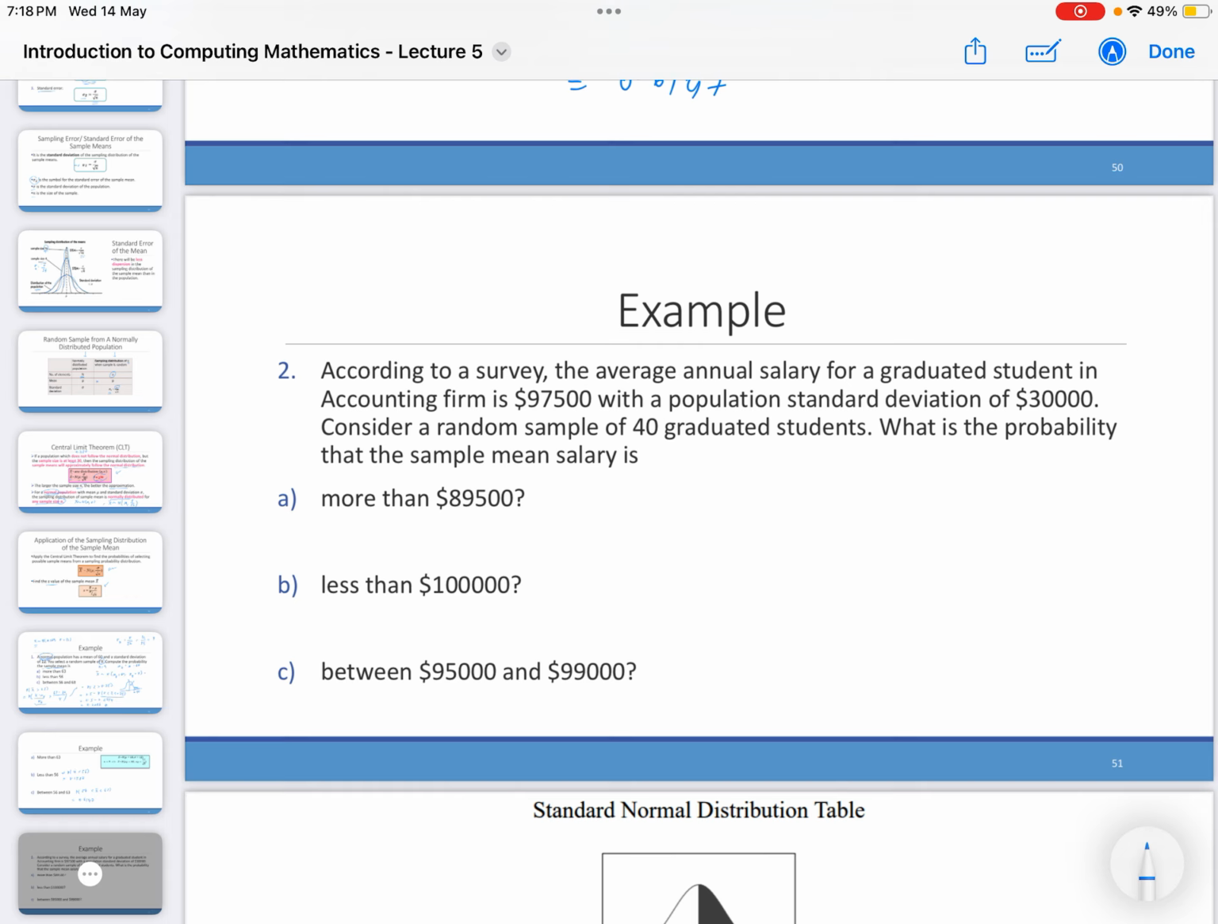Okay, let's look at this one. I'll just give the distribution and then you can try this yourself. I also give the final answer for this one. According to a survey, the average annual salary for a graduated student in an accounting firm is 97,500. So this is the population mean, with a population standard deviation of 30,000.